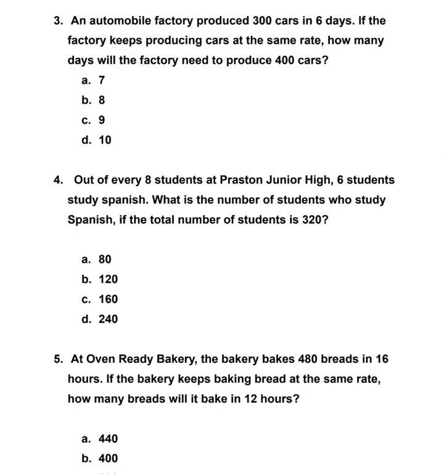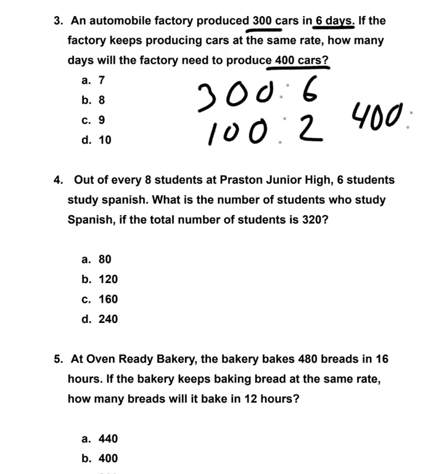An automobile factory produced 300 cars in 6 days. If the factory keeps producing cars at the same rate, how many days will the factory need to produce 400 cars? So 300 cars to 6 days. You can simplify this by dividing both sides by 3. So turn this into a 100 and then this into a 2. So then to get to 400 cars from 100, you multiply both sides by 4. So 2 times 4 is 8.